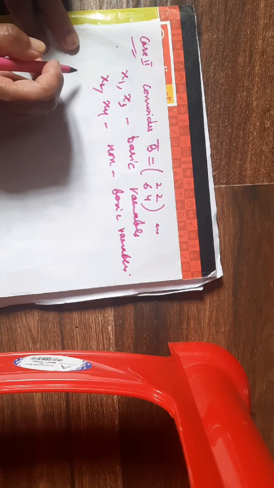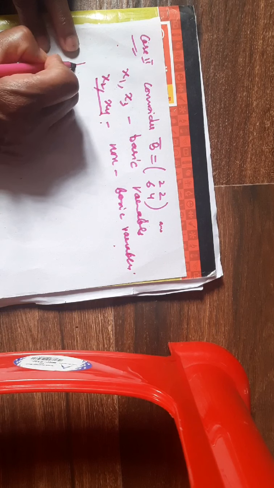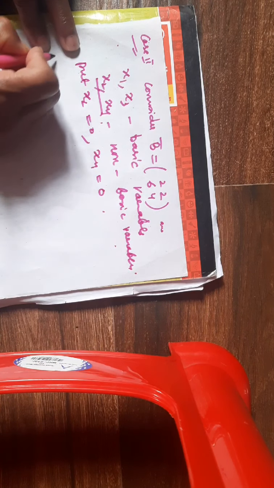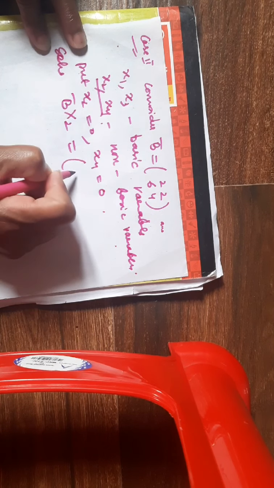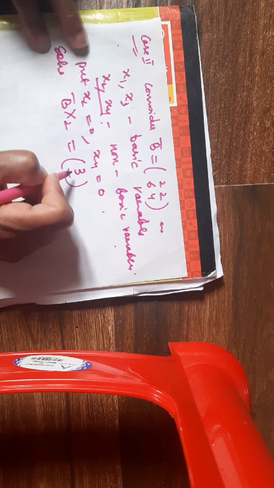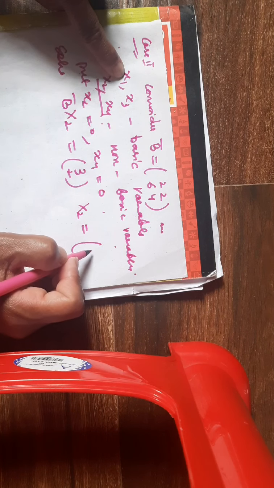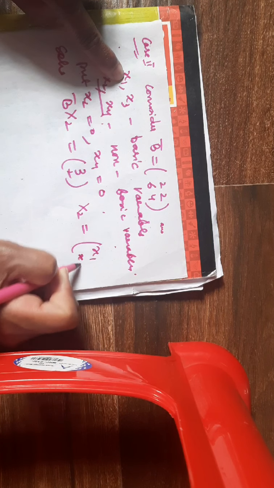And also, since x2 and x4 are non-basic variables, you put x2 is equal to 0, x4 is equal to 0. And then solve this equation, B bar x here is equal to that 3, 2, that is b, where x here is equal to what? X will consist of the column matrix which consists of the basic variables x1, x3.